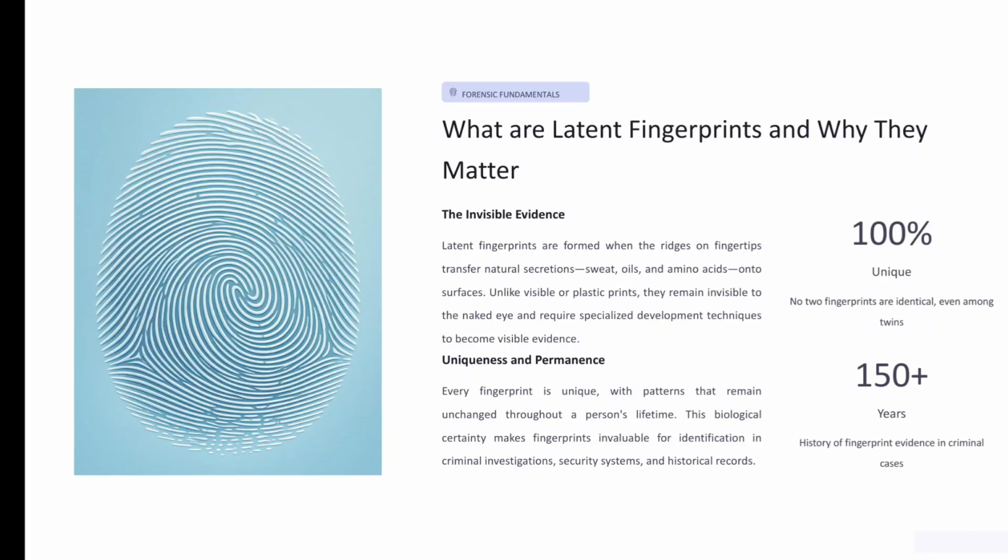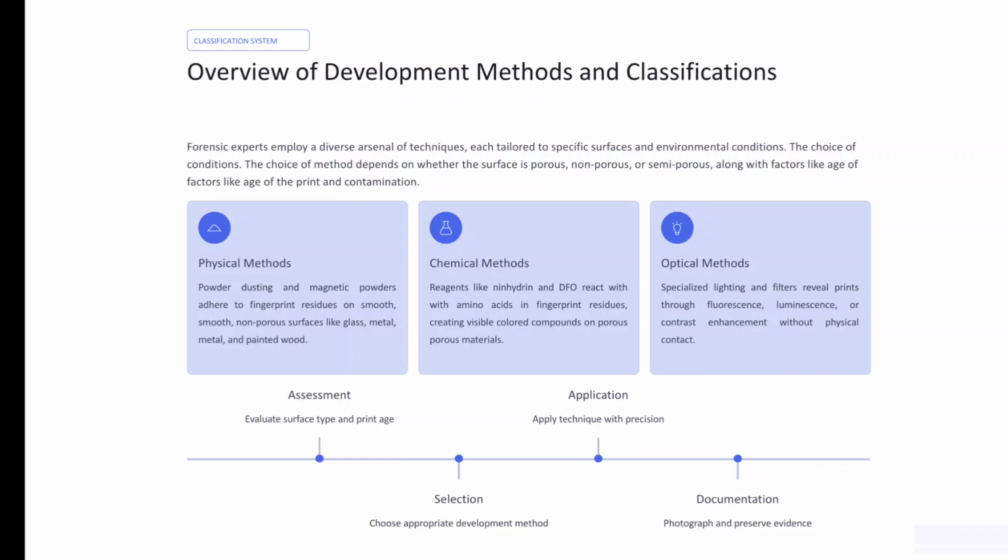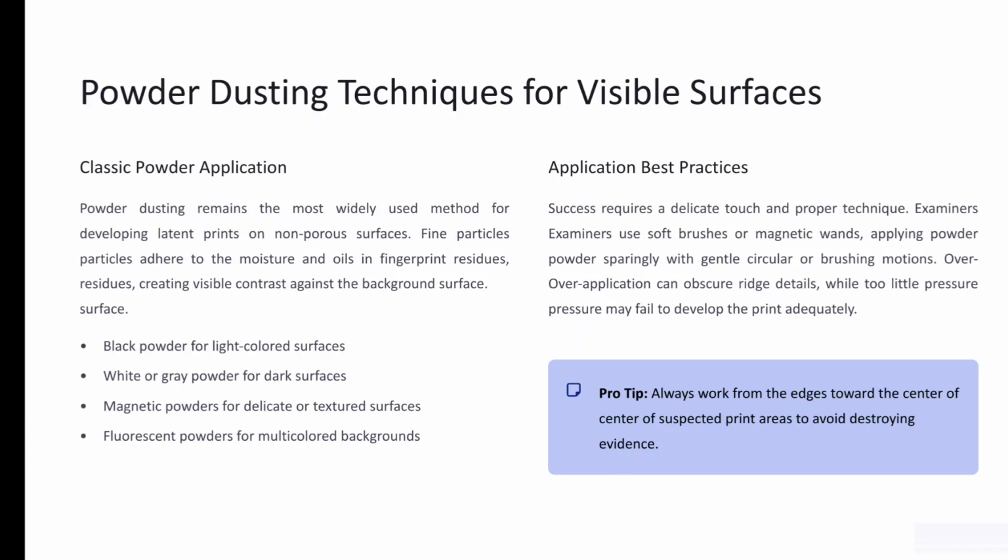Development methods. Forensic experts employ three main categories of development techniques. Physical methods use invisible particles to develop prints on accessible surfaces. Powder dusting remains the most widely used technique. Different powders work on different surfaces: black powder on light backgrounds, white or grey powder on dark surfaces, and magnetic or fluorescent powders for multicolored backgrounds. Success requires a delicate touch with soft brushes or magnetic wands, always working from the edges towards the center of the suspected print area. This prevents destroying evidence through excessive pressure.